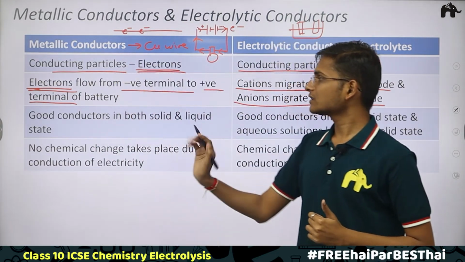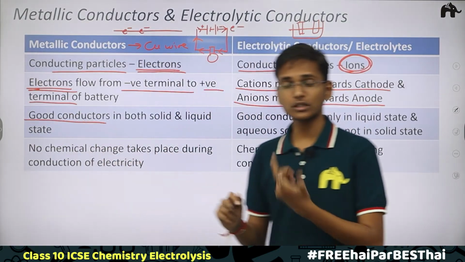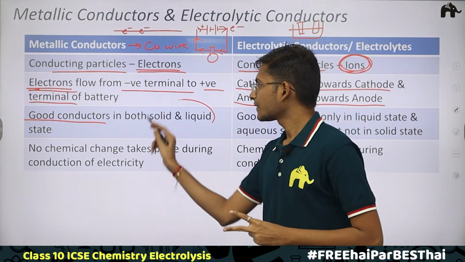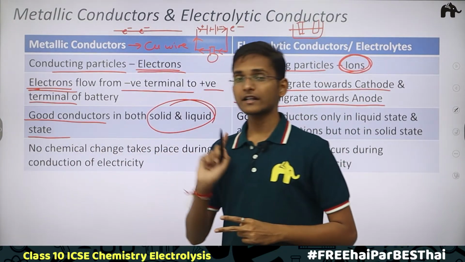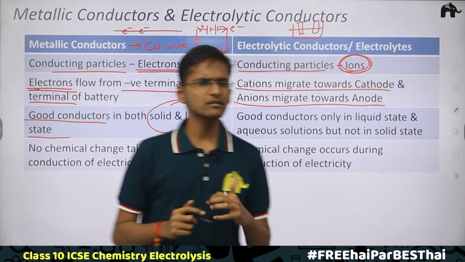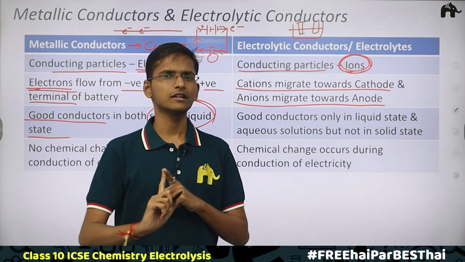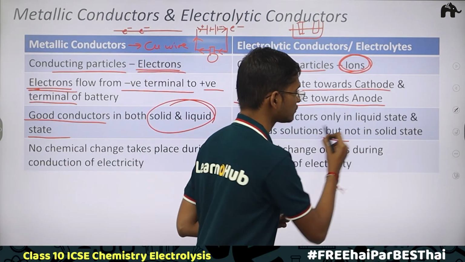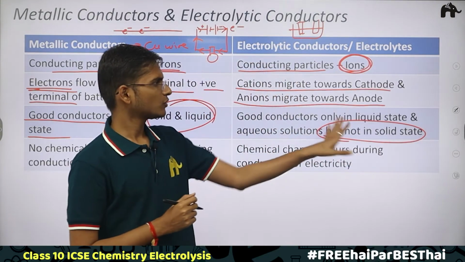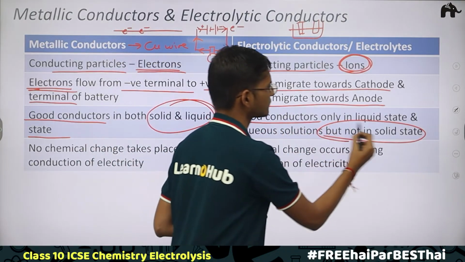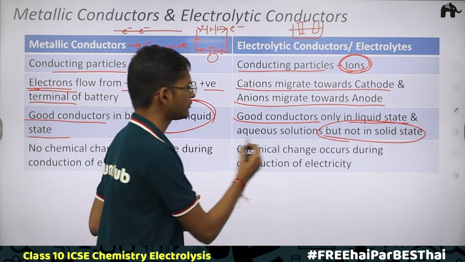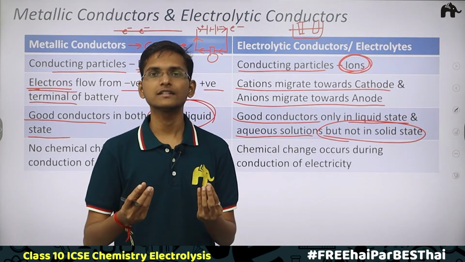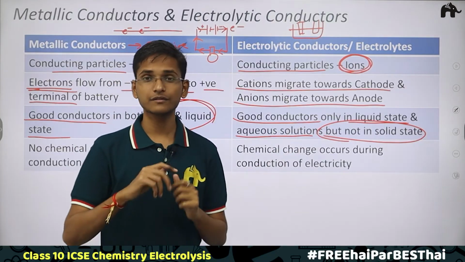Then metallic conductors are good conductors both in their solid as well as in their liquid states. But electrolytic conductors, we have seen, are good conductors in their molten state, fine. They are good conductors in their aqueous state, fine. But they are not good conductors in their solid state. So why are they good conductors in the molten state and aqueous state? Because simply in the molten state they have free ions. In aqueous solutions also they have free ions, right?